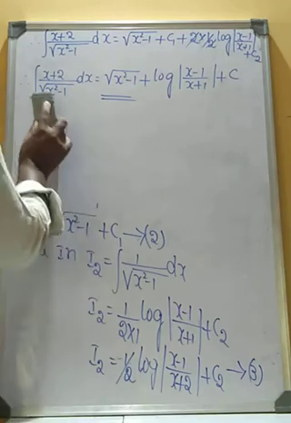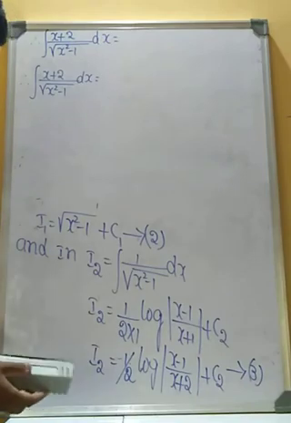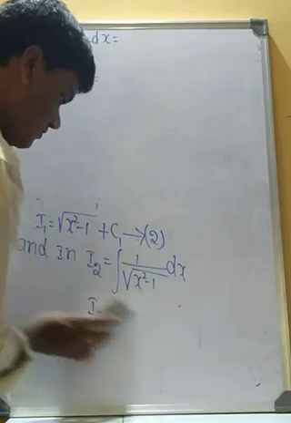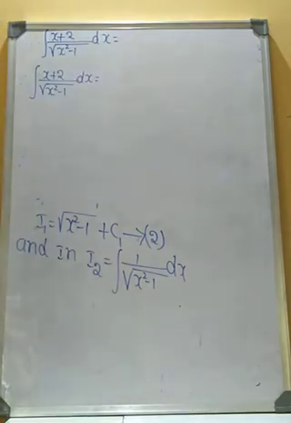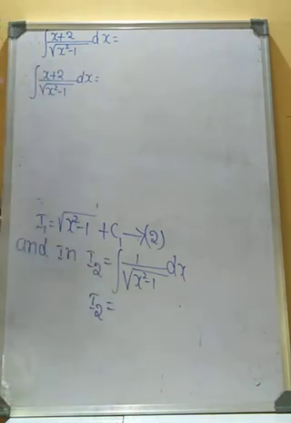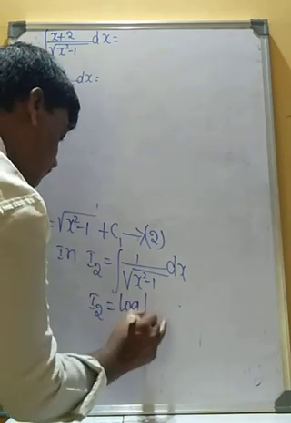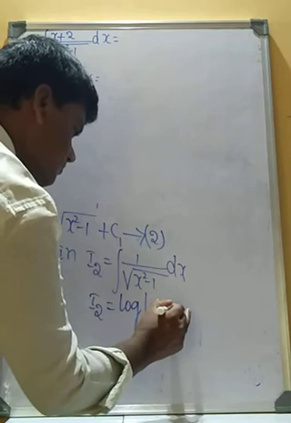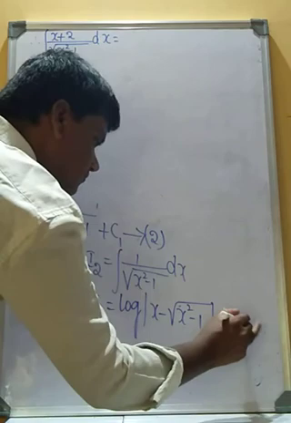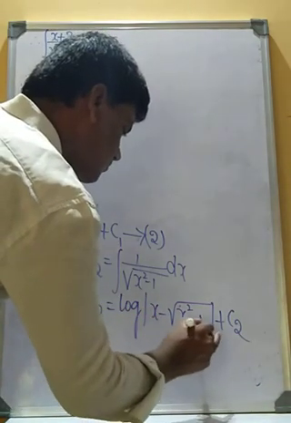So, here, 1 divided by root of, I made a mistake here. It is 1 divided by root of x square minus 1, that is I2 is equal to log of mod x plus root of x square minus 1 plus c2. So, called equation number 3.